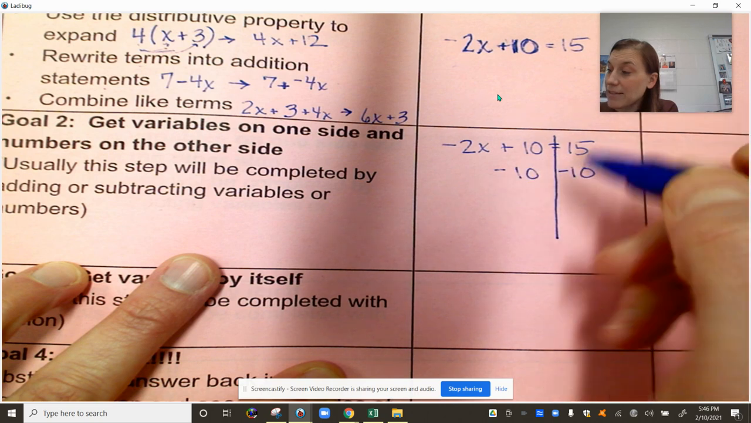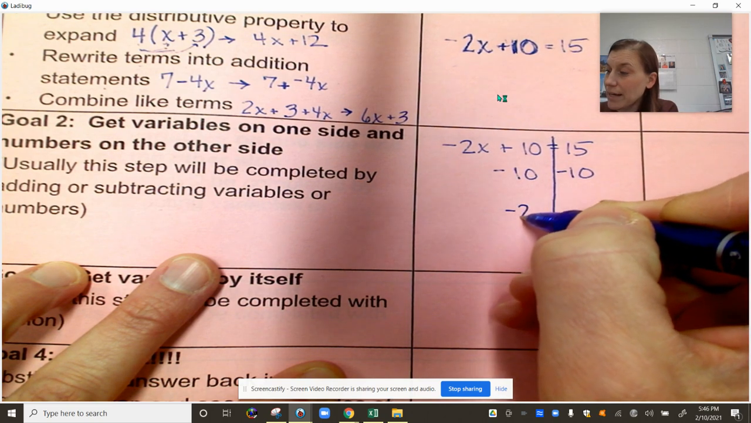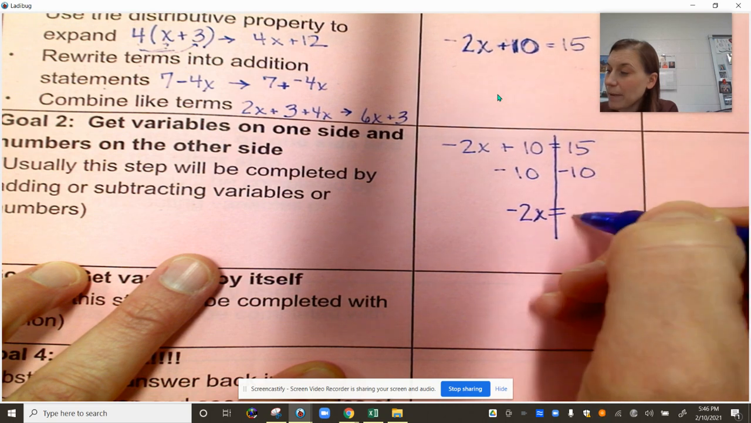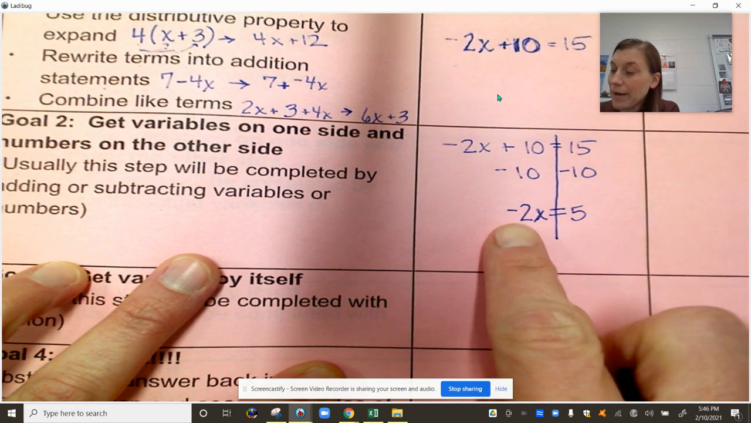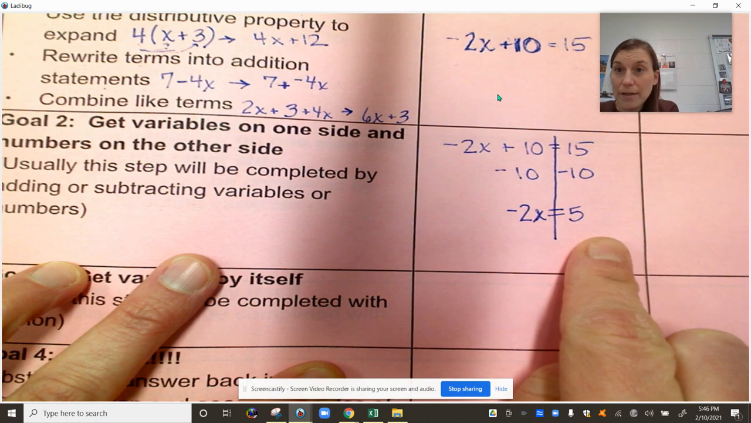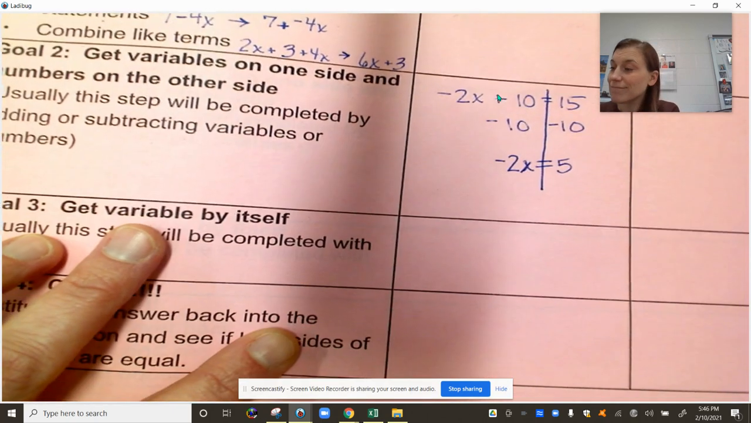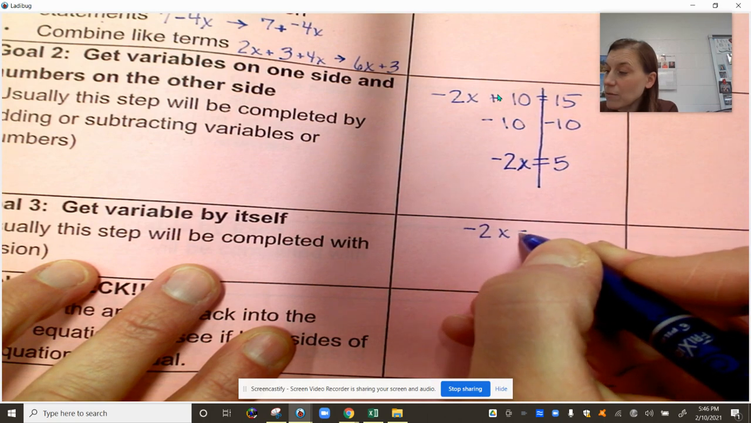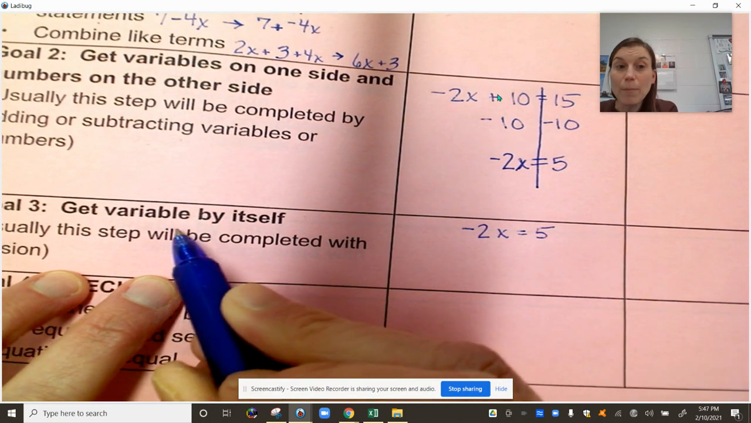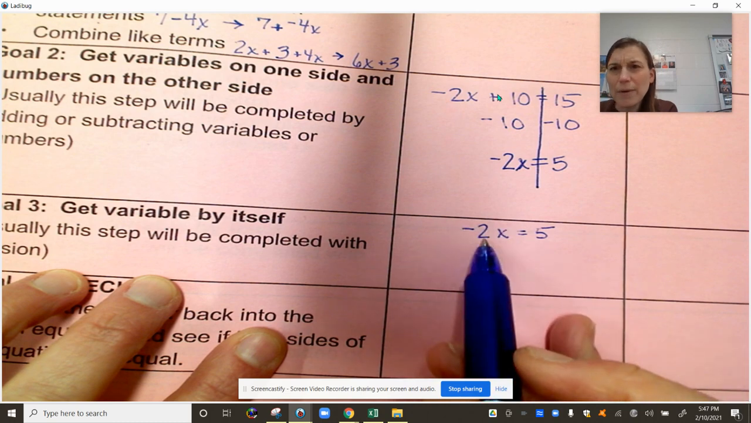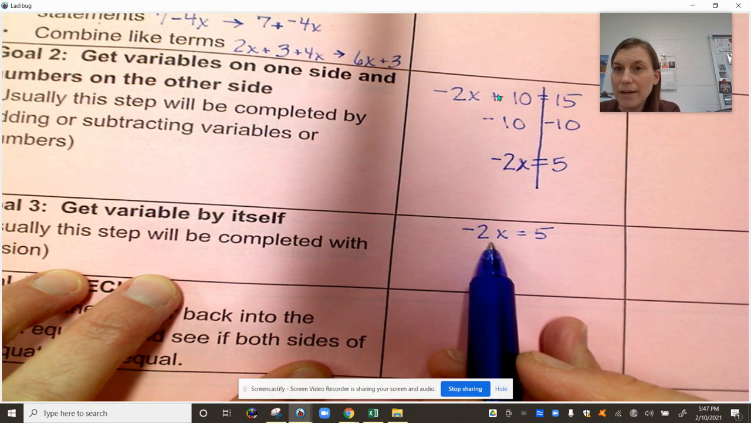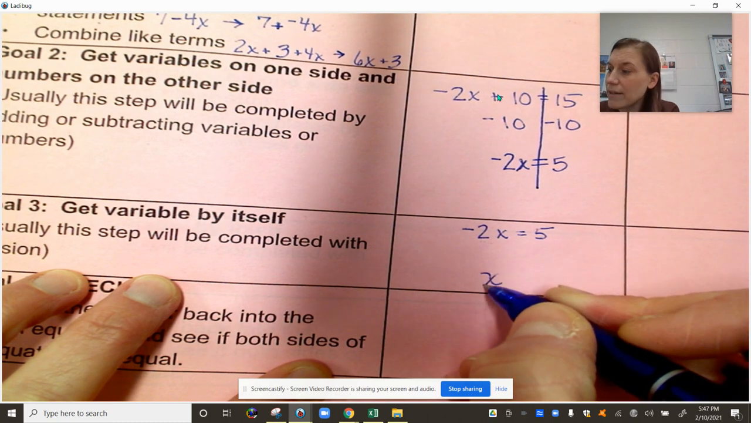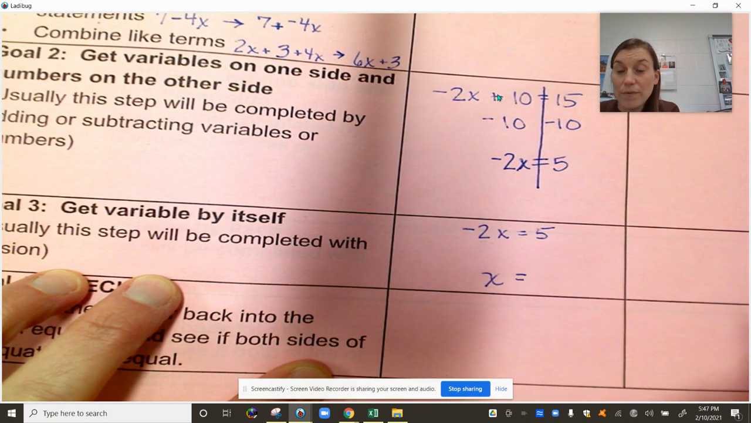10 minus 10 is 0, so that goes away. I have negative 2x left, and 15 minus 10 is 5. Now I have my variables on one side and my numbers on the other. Yay. So goal number 3, let me rewrite this equation as it is now, is to get the variable by itself. Right now it looks like it's by itself, except it's being multiplied by negative 2. The goal is really to get the invisible 1 x and know what that equals.